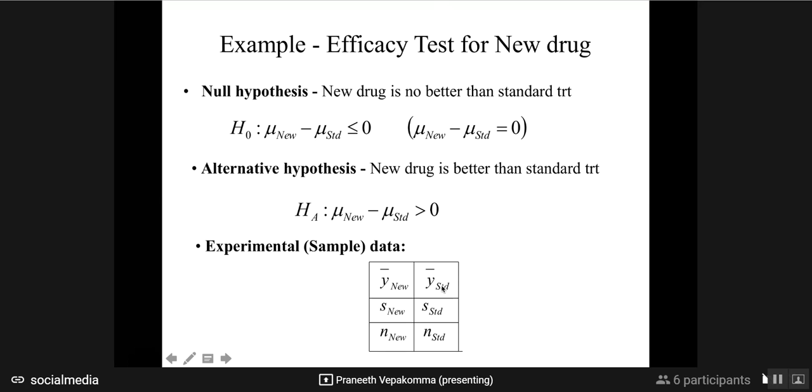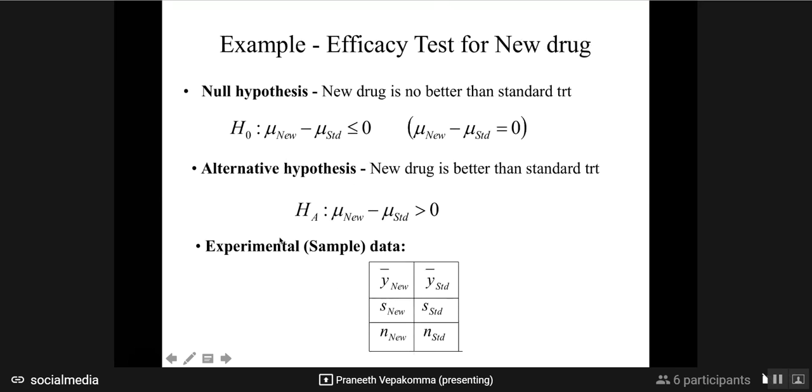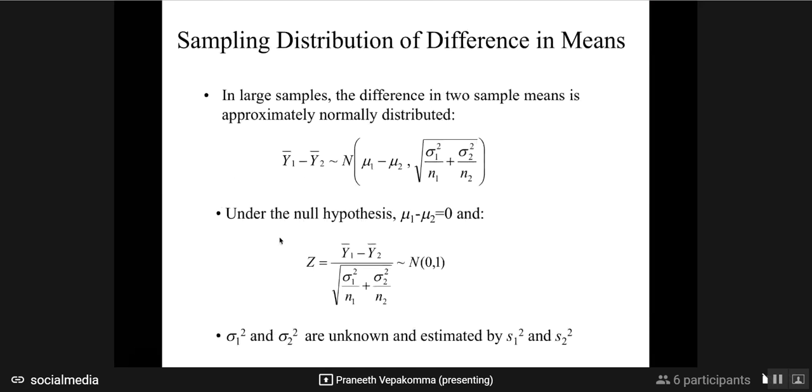So you have some data coming up, and now we need to do something about statistically saying confidently that one thing is better than the other or not better. So this is a typical example of a hypothesis test.